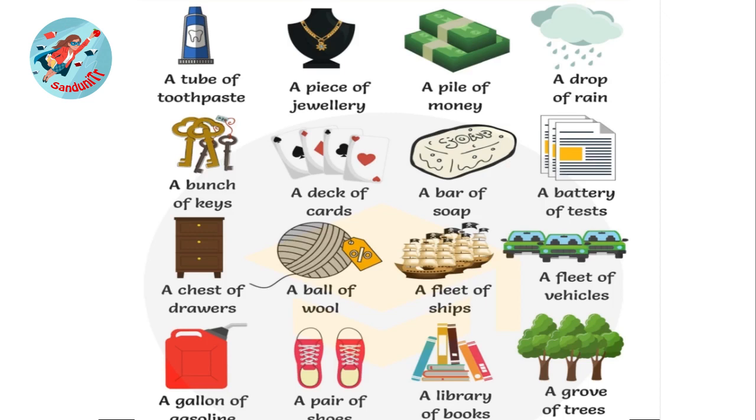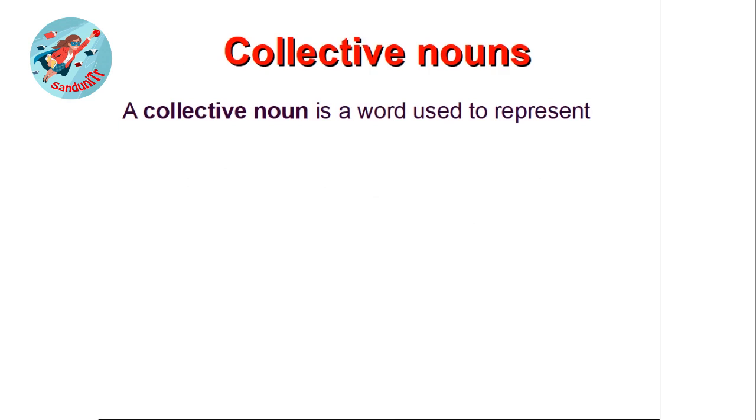A ball of wool. A fleet of ships. A fleet of vehicles. A gallon of gasoline. A pair of shoes. A library of books. A grove of trees.